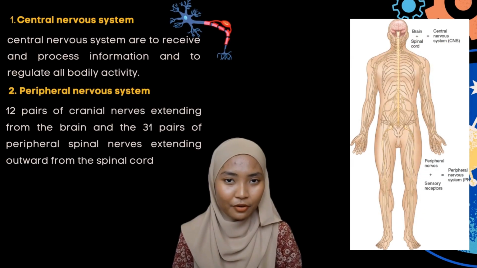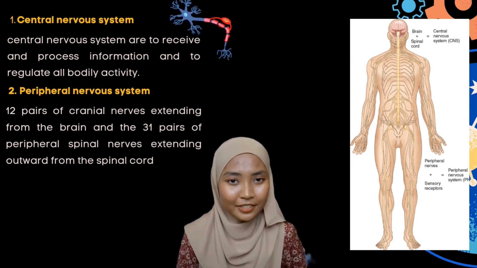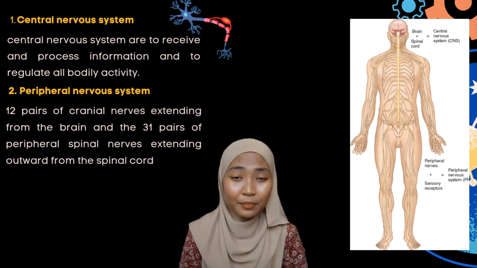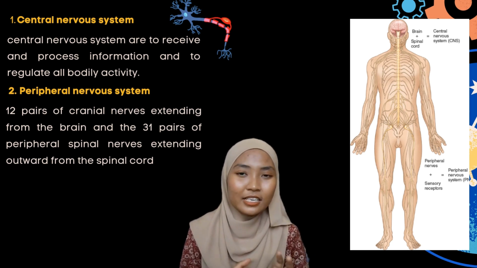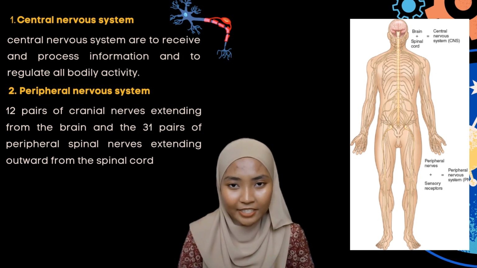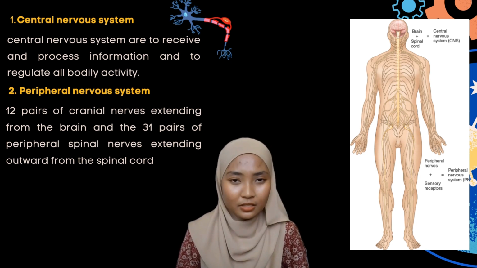As I mentioned before, in the nervous system, there are two primary parts, which are the central and peripheral nervous system. So what are the central nervous system and peripheral nervous system? The central nervous system, which is CNS, includes the brain and spinal cord. The function of the central nervous system is to receive and process information and to regulate all bodily activity.